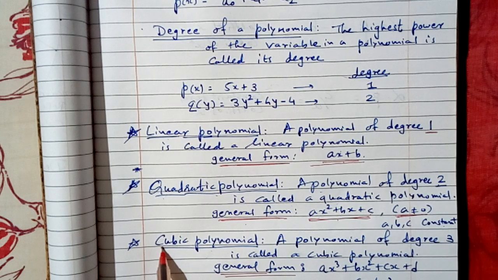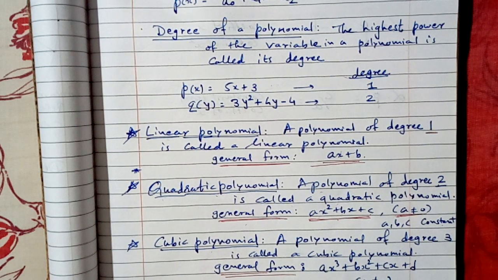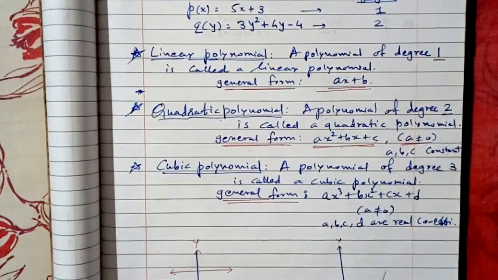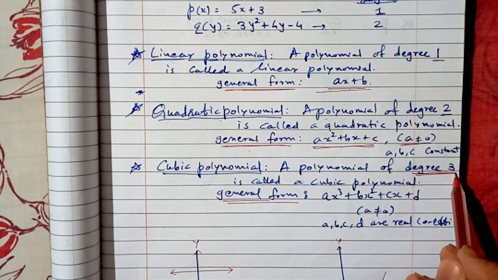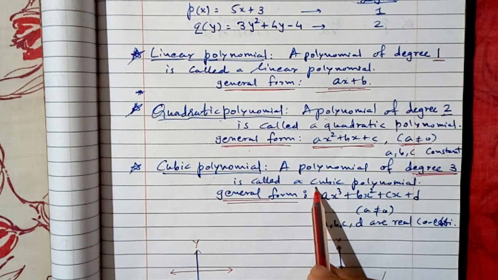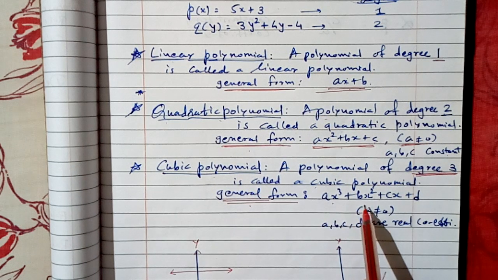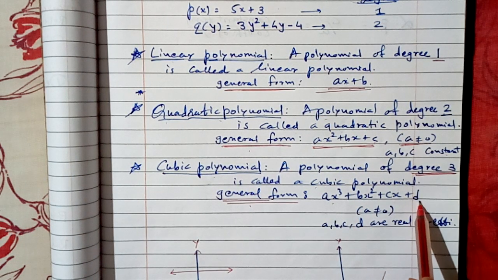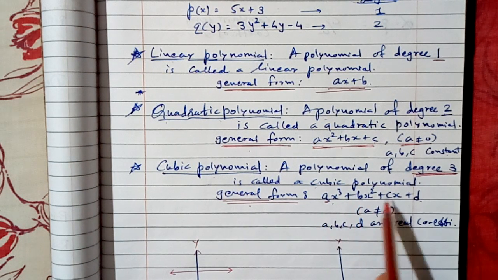Now cubic polynomial. A polynomial of degree 3 is called a cubic polynomial. Degree 3, highest degree of polynomial, then it is said cubic. Its general form is ax cube plus bx square plus cx plus d. Same here, a is not equal to 0, a, b, c, d, they are constants, as well they are real coefficients.